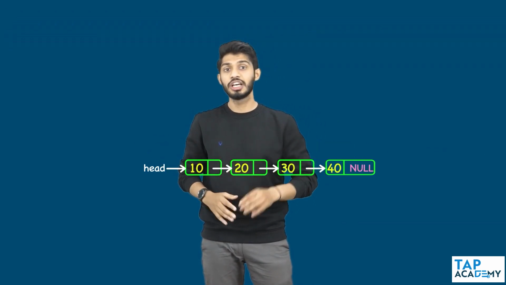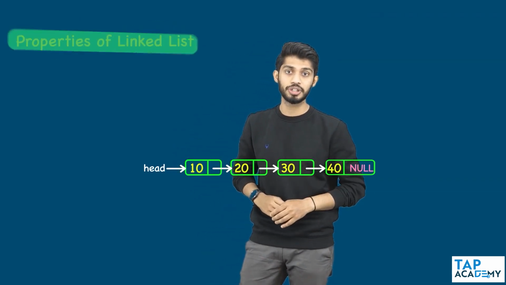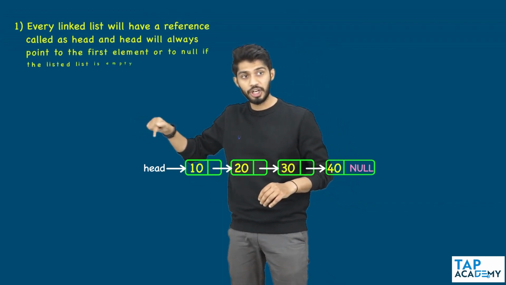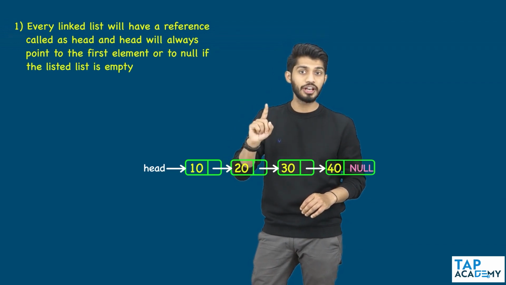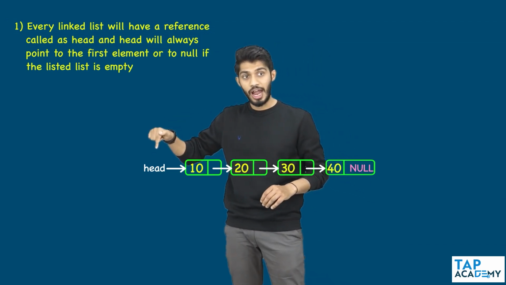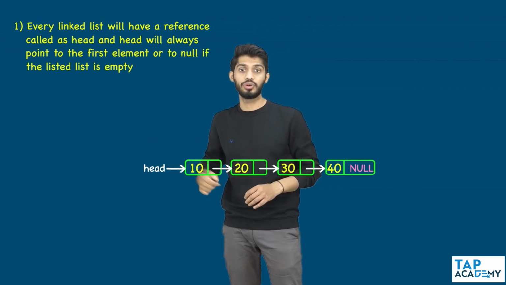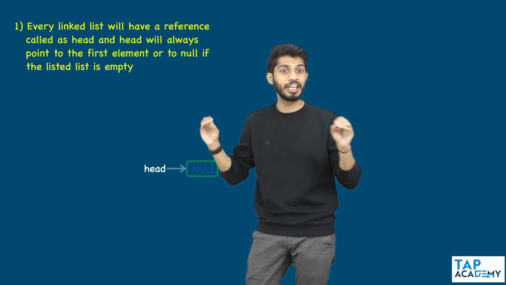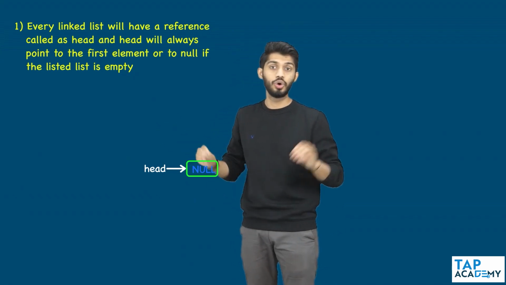Now in this linked list, if you do observe this linked list carefully, you will easily find out certain properties. So let me show you properties one by one. So the first thing is, every linked list will have one reference, and that particular reference is what we call as a head. And this head will always be pointing to the first node. And in case if the linked list is completely empty, if you do not have any elements in the linked list, in that case the head will be pointing to none. So this is one particular property.